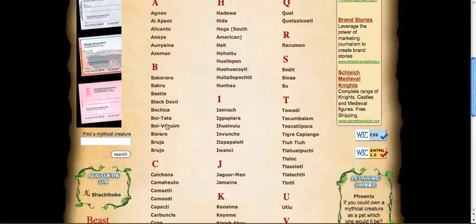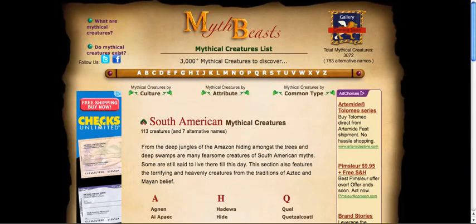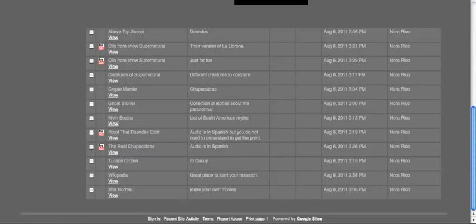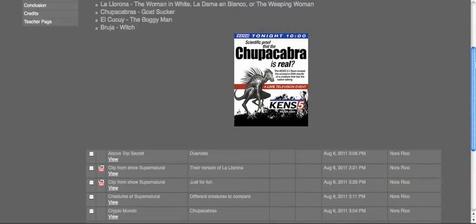The students could choose one of these. That's an option. They could choose one of the five that I put up there. Or if they are familiar with any supernatural being of their own, they could certainly use that as well.